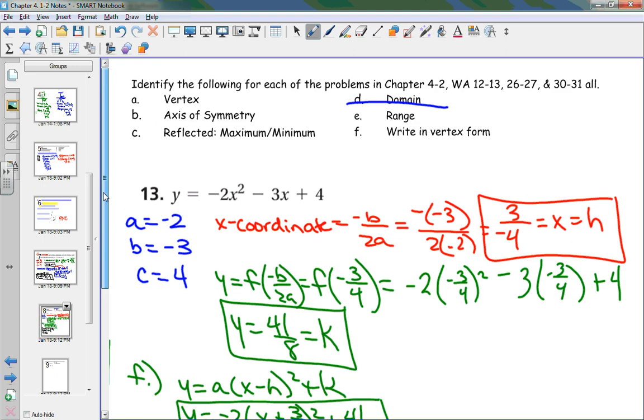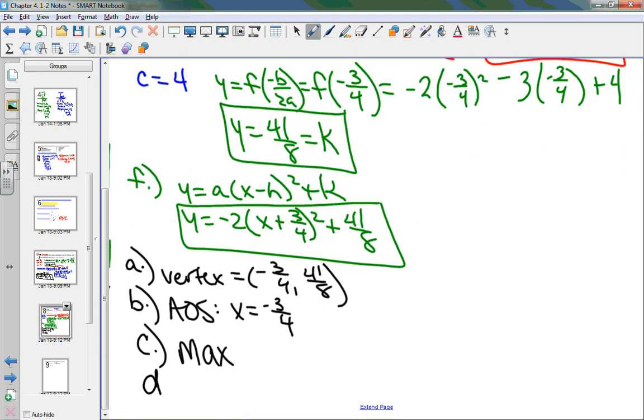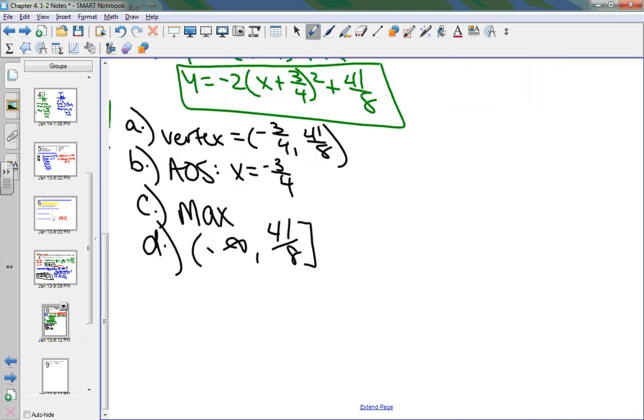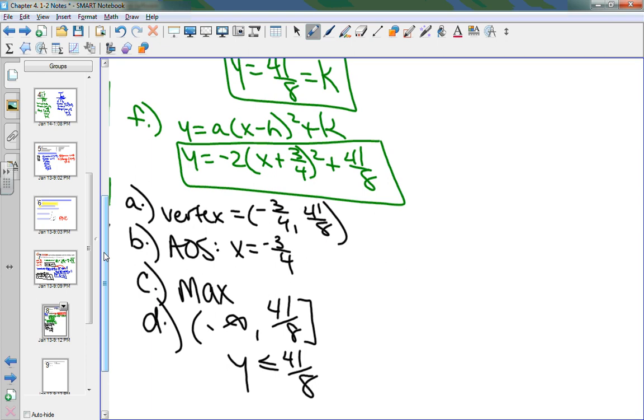Then it says to do the range. So what's my range? My range says that since this thing is a maximum, I have a mountain, and what's the lowest possible value I'm going to come across first? Negative infinity. And what's the highest possible y value I'm going to come up against? 41 over 8, which means that y has to be less than or equal to 41 over 8. And we already did this part of it, which is going to be the vertex line. Do you see what I see?